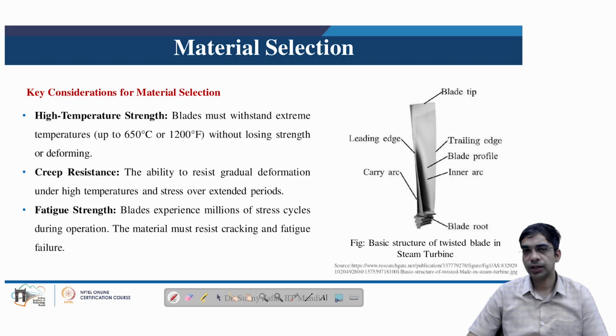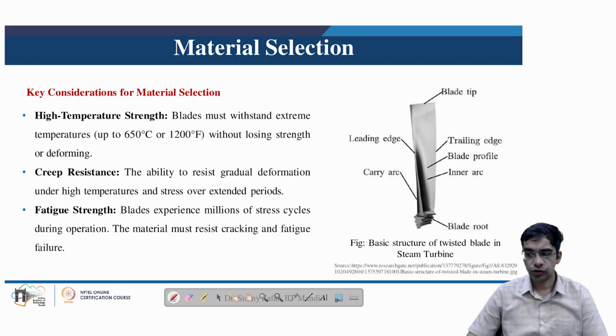So the material, whatever is selected, should have the ability to resist gradual deformation under high temperature and stress over extended periods. Thirdly, there is fatigue. Because these blades are mounted on the turbine which is constantly rotating, blades experience millions of stress cycles during the operation, and the material of the blade should be such that it must be able to resist cracking and fatigue.